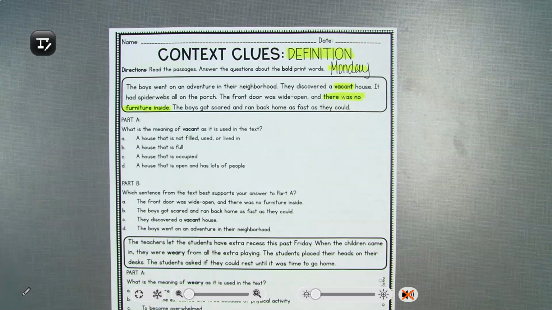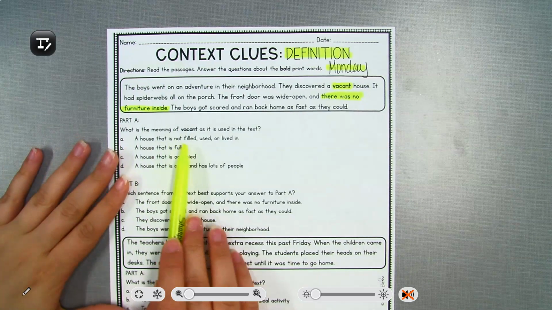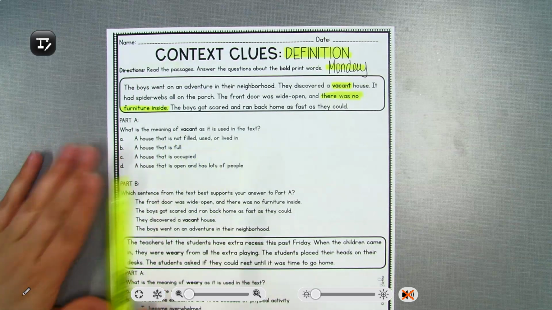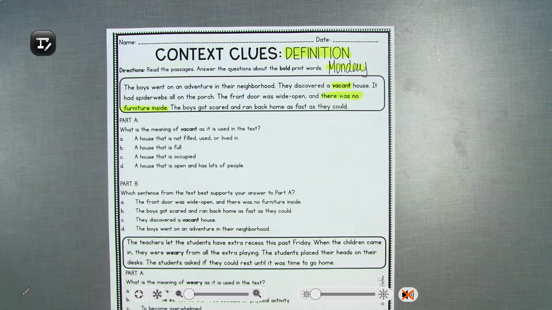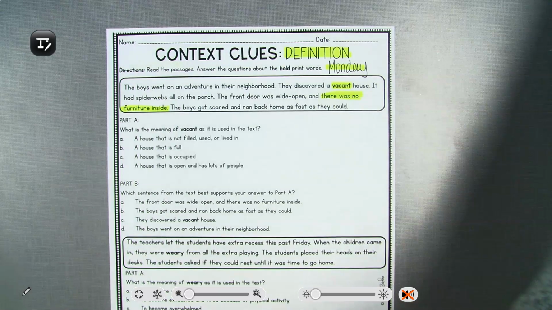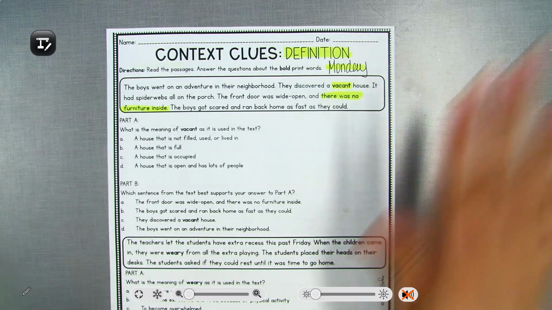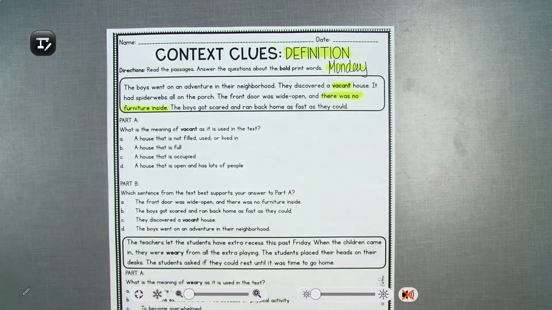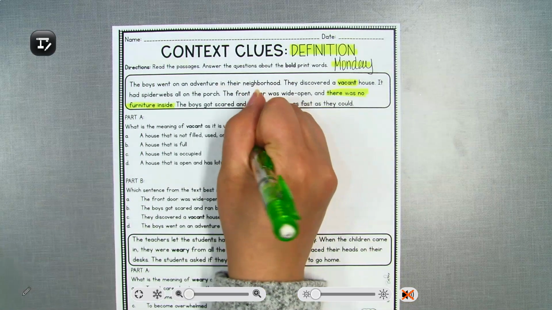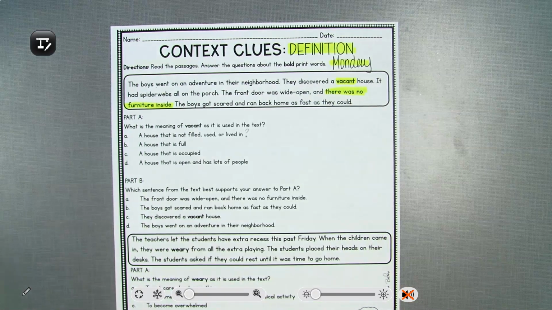So let's look at our answer choices. A house that is not filled, used, or lived in. Possibly, because think about it. When you live in something, you're going to have some type of furniture. You may not have a whole lot of furniture, but you're going to have some type of furniture. So I'm going to put a question mark, because that could possibly mean vacant.